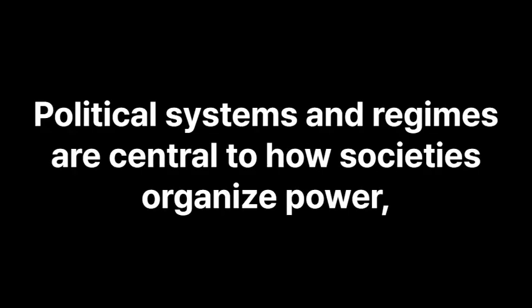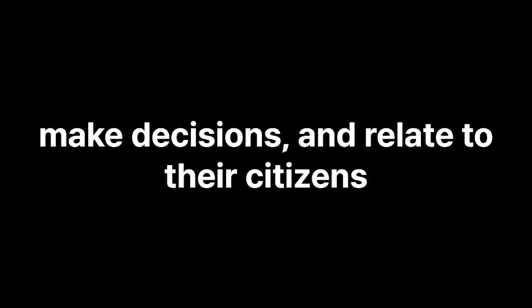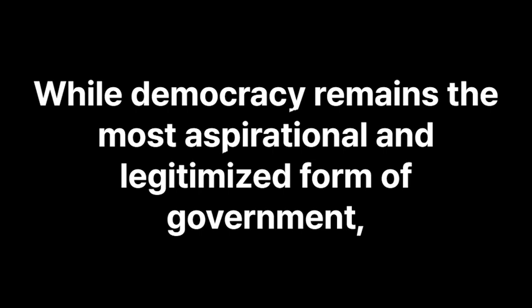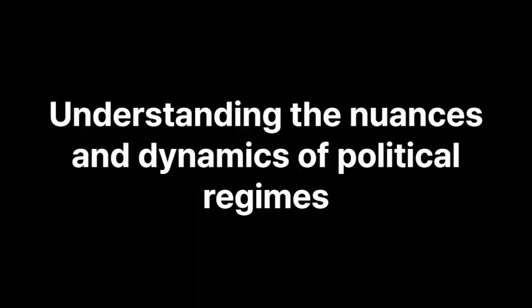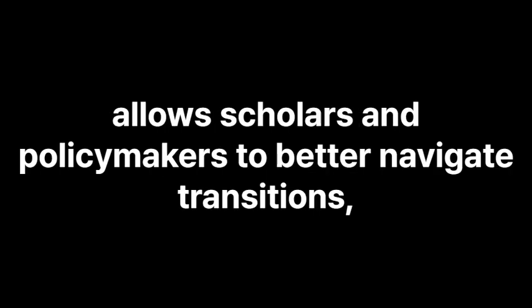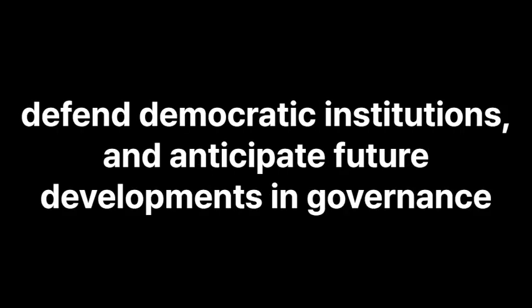Conclusion. Political systems and regimes are central to how societies organize power, make decisions, and relate to their citizens. While democracy remains the most aspirational and legitimized form of government, it faces mounting challenges from authoritarianism, populism, and technological disruption. Understanding the nuances and dynamics of political regimes allows scholars and policymakers to better navigate transitions, defend democratic institutions, and anticipate future developments in governance.